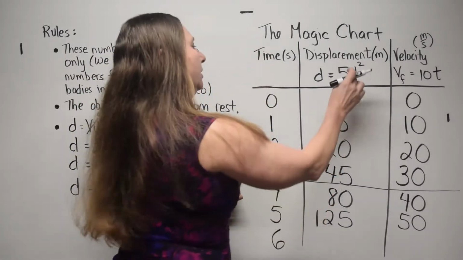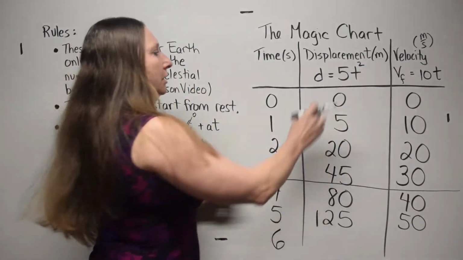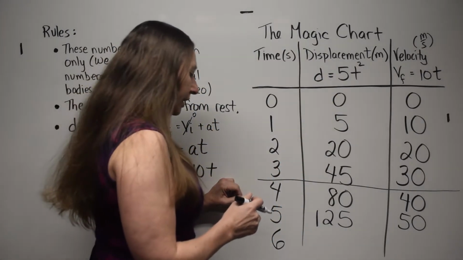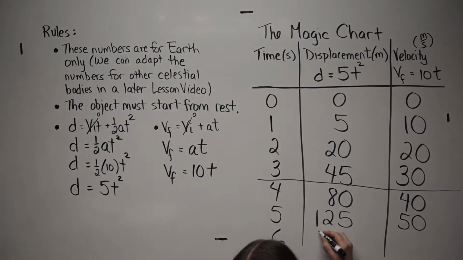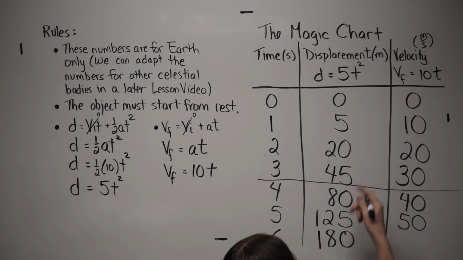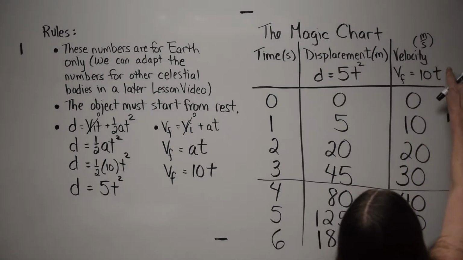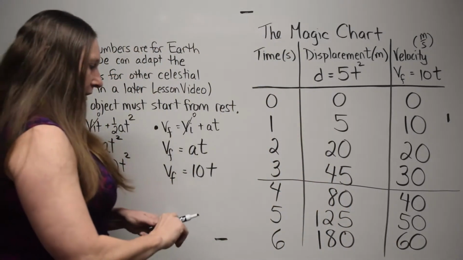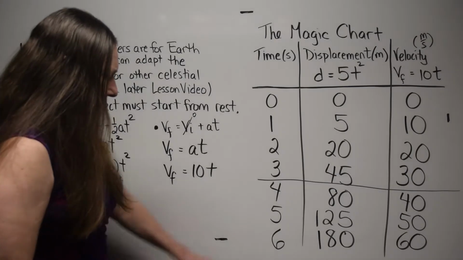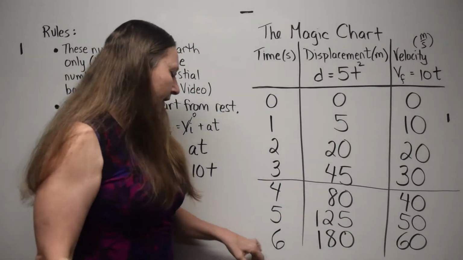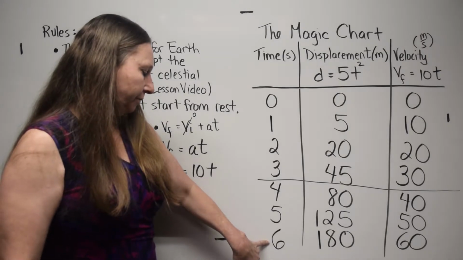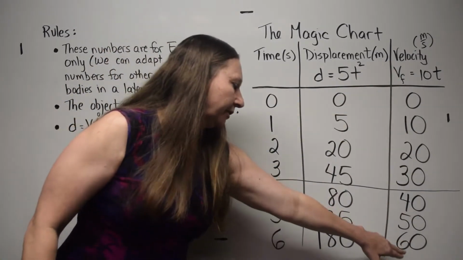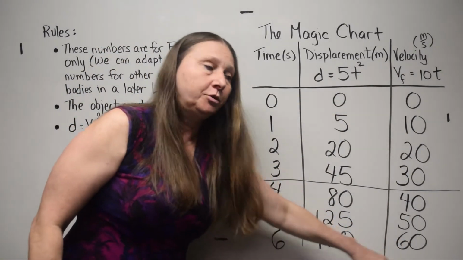And finally, 6. 6 squared is 36, times 5 is 150 plus 30 is 180, okay? So 180 meters down. 10 times a time of 6 is 60 meters per second. I don't know if you can see down here, but at the bottom, at a time of 6, the displacement is 180, and the final velocity is 60 meters per second.